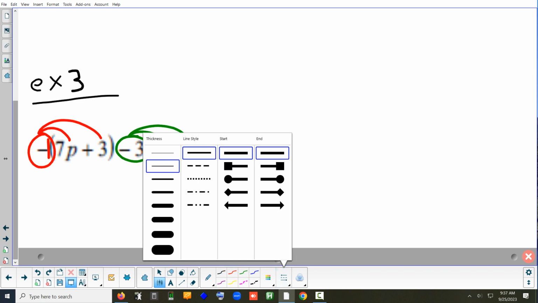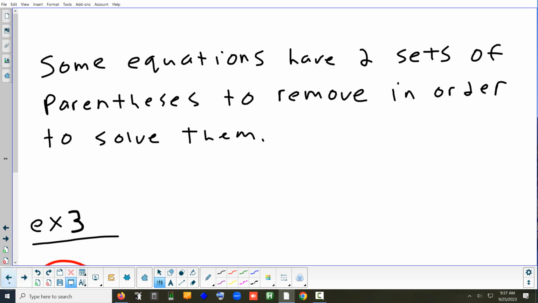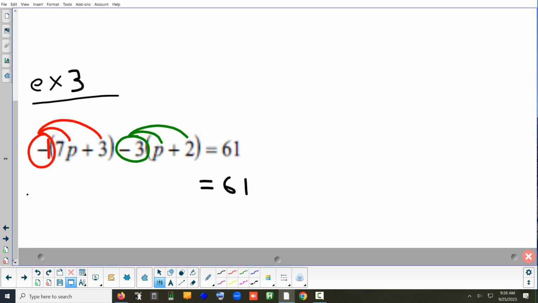So now let's go through the distributive property one step at a time. I'll at least maybe start you on it because then we have another one. All right, so let's do negative 1 times 7p. Unless you're multiplying by 1, then what you have is going to change. And we're multiplying by a negative. Negative 7p. So negative 1 times positive 7p is negative 7p. And what about negative 1 times positive 3? Negative 3. Okay, so that's it for your first distributive property.